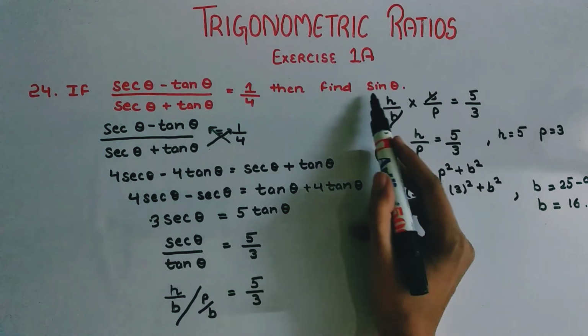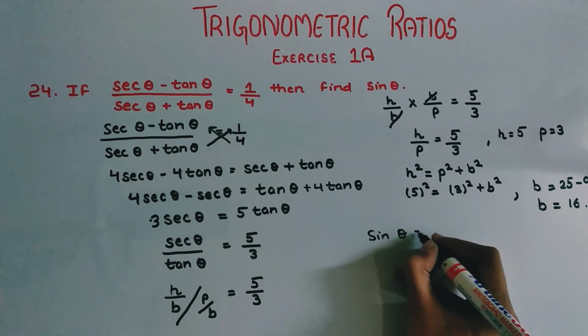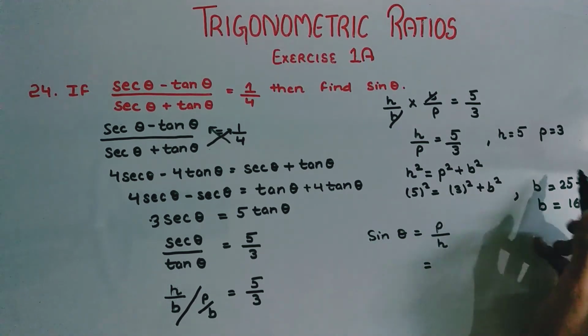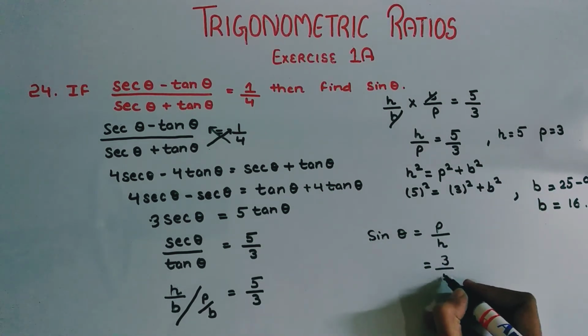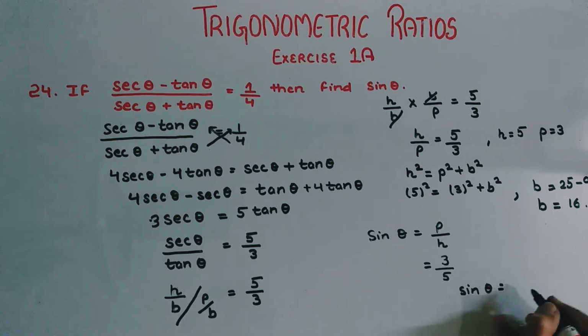Now we need to find the value of sin theta. We know that sine of any angle theta is the ratio of its perpendicular to hypotenuse. We have value of perpendicular, that is 3, and that of hypotenuse, that is 5. Hence sine of angle theta is equal to 3 divided by 5.